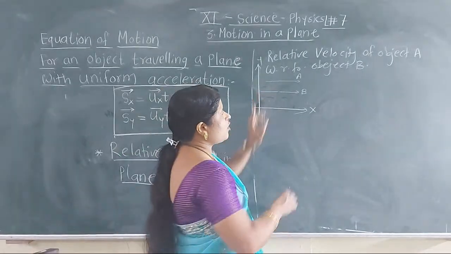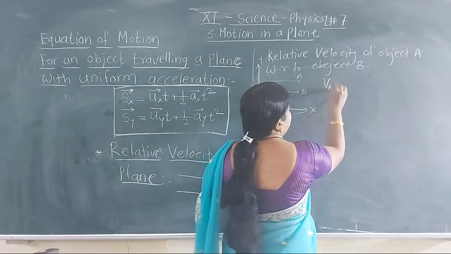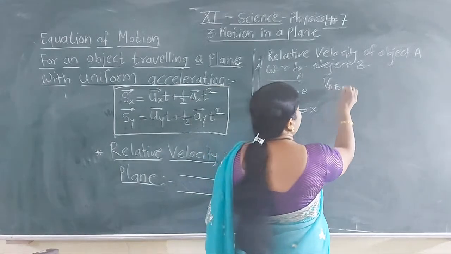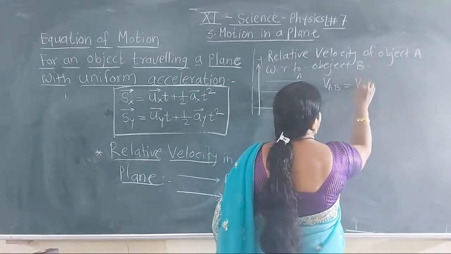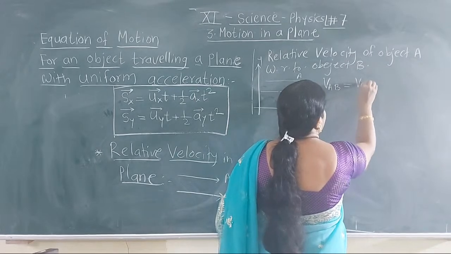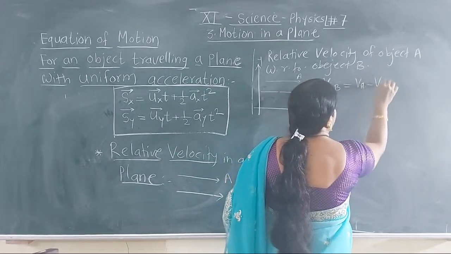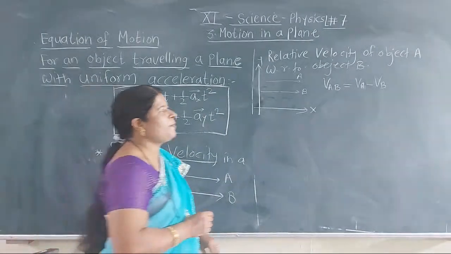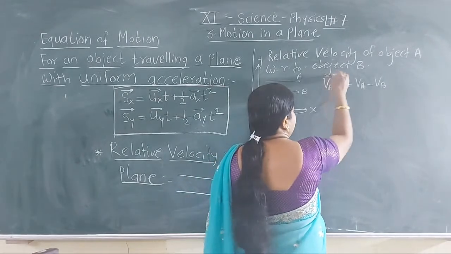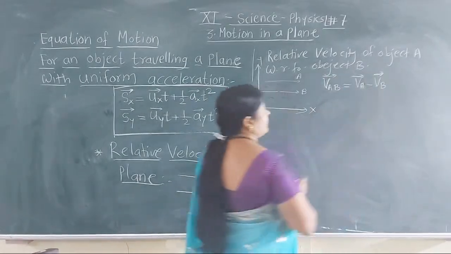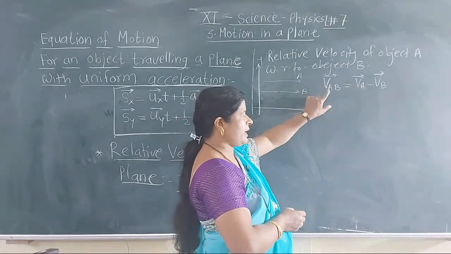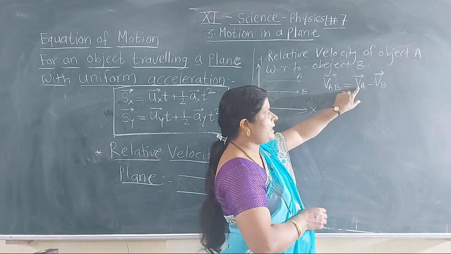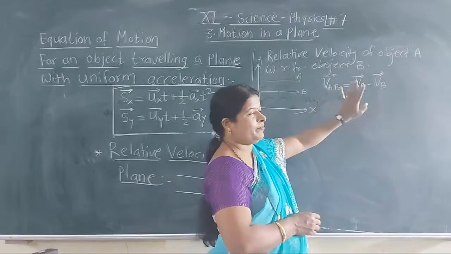So velocity of A. Now relative velocity of A with respect to B is equal to velocity of A minus velocity of B. How do we write it? Velocity of A minus velocity of B, and it is a vector. Therefore, relative velocity vector AB is equal to vector VA minus vector VB.